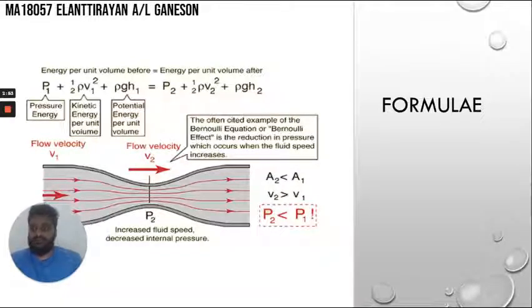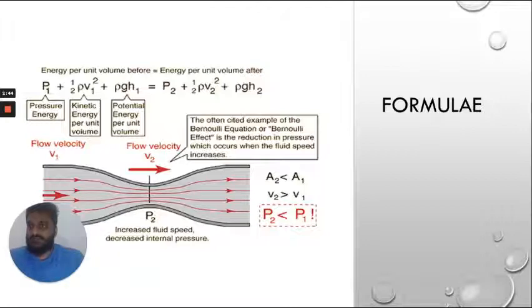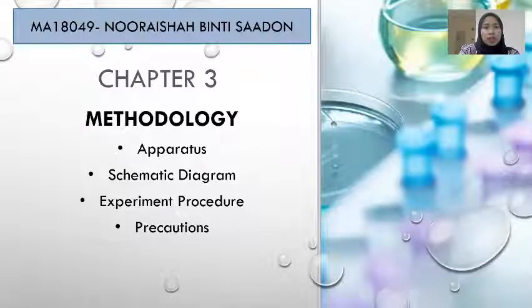Next, this is the formula. The formula and the pipe, as I explained before, is here. P1 is pressure energy, 1 over 2 rho V squared is kinetic energy per unit volume, and rho g h is potential energy per unit volume, which equals P2 plus 1 over 2 rho V squared plus rho g h. The often cited example of Bernoulli's equation or Bernoulli effect is the reduction in pressure which occurs when the fluid speed increases.